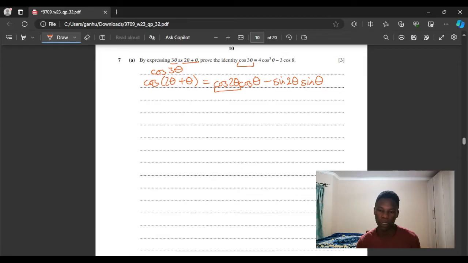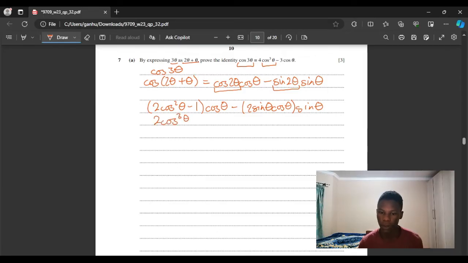And let's use the double angle formula for cos 2 theta. In this case, we're trying to get to cos cubed, so we'll use the double angle formula that has cos squared in it. That means this will actually become (2 cos squared theta minus 1) multiplied by cos theta, minus sine 2 theta, which uses the double angle formula, that's 2 sine theta cos theta, times sine theta. So let's expand our bracket here. That's 2 cos cubed theta minus cos theta minus 2 sine squared theta cos theta.